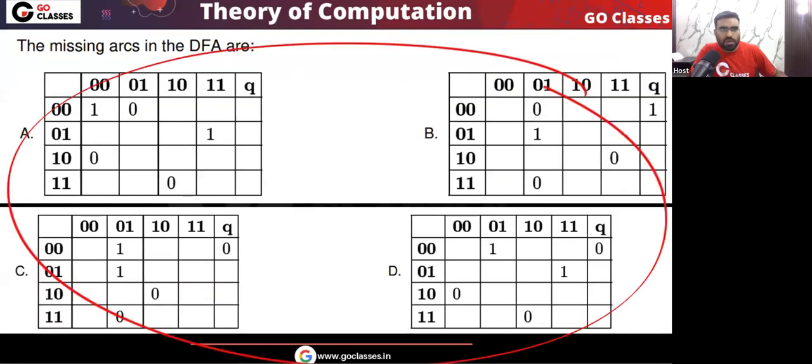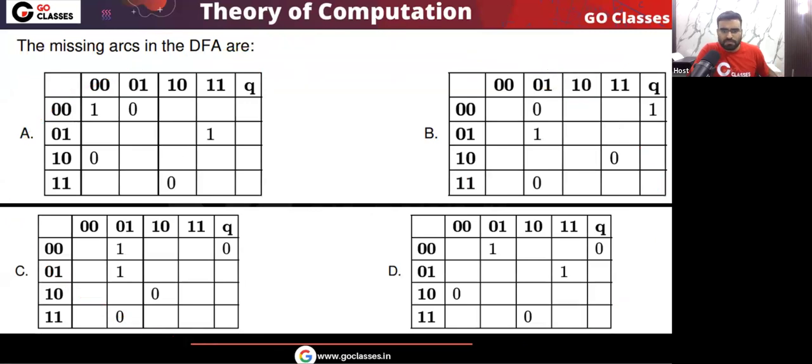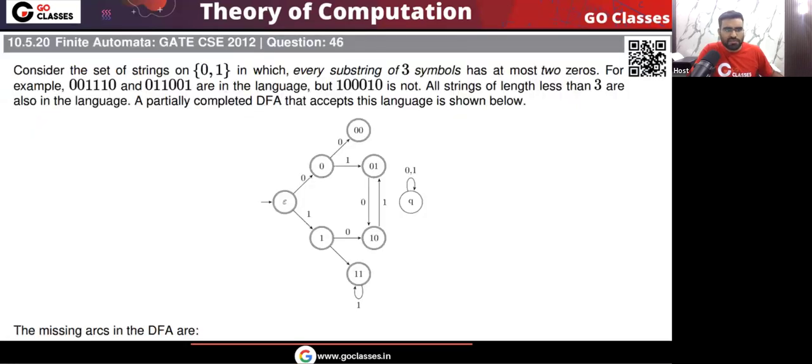Options are given to you, 4 options. Okay, let's solve this question. This is a very simple question, let me tell you. First, you understand the language. The language is saying that strings of 0, 1 where, read this line. Tell me in simple words what this line is telling you. Every substring of three symbols has at most two zeros.